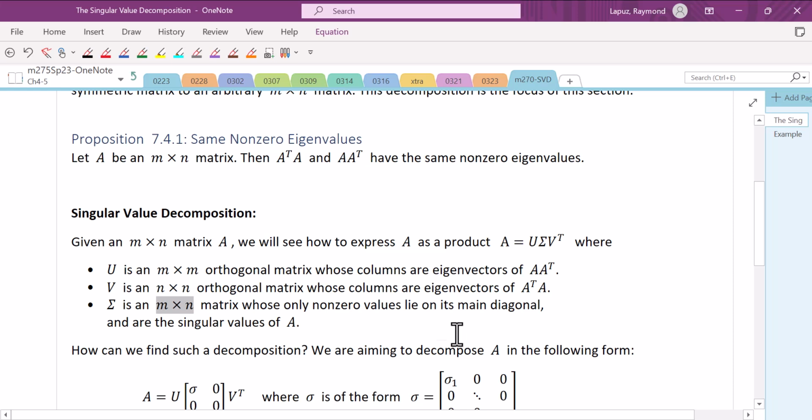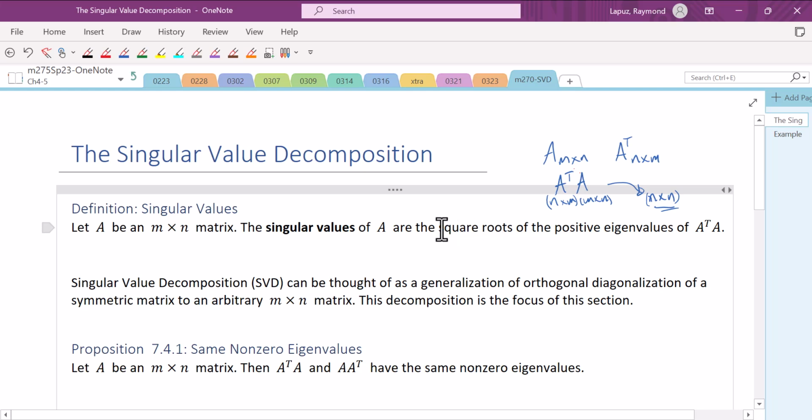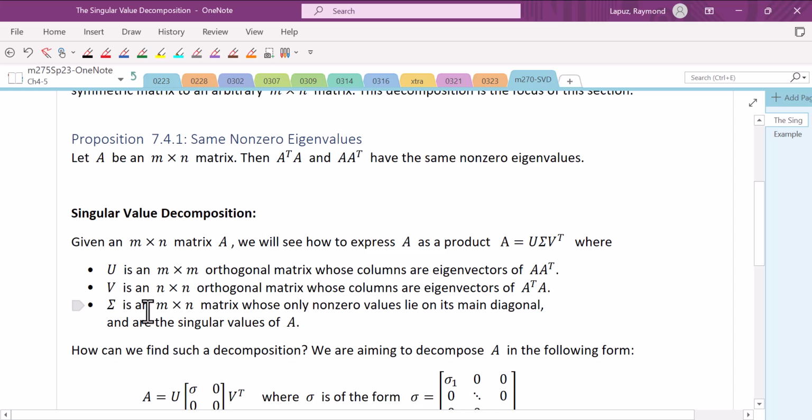And I say kind of because we have singular values. The diagonal is going to be made up of the singular values of A. So not quite the eigenvalues, but rather the square root of the eigenvalues, because that's what the singular values are. And it's going to be the same size as A.